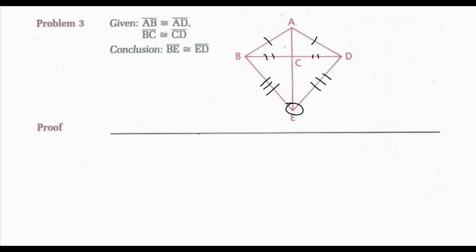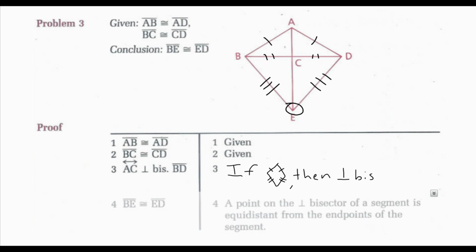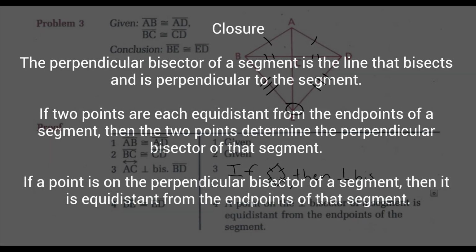Looking at this in my statements and reasons, I'd have my first two givens. Then I show that line AC is the perpendicular bisector of line segment BD, because if I'm equidistant, then I'm the perpendicular bisector. And now I can conclude that line segment BE is congruent to line segment ED, because a point on the perpendicular bisector of a segment is equidistant from the endpoints of the segment.